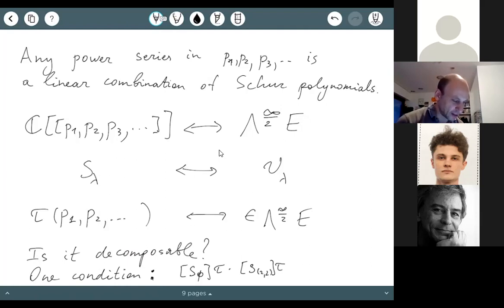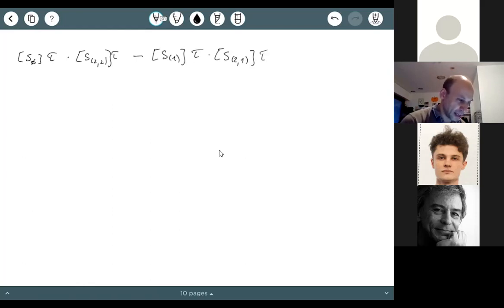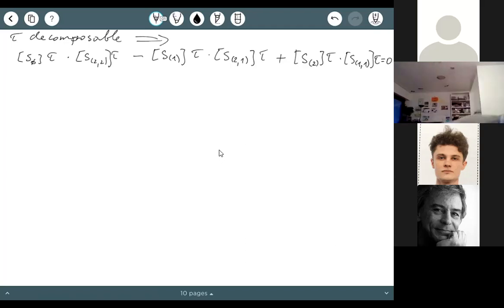Let me write it on the next page. So the coefficient of S empty in tau times the coefficient of S22 in tau, minus the coefficient of S1 in tau times the coefficient of S21 in tau, plus the coefficient of S2 in tau times the coefficient of S11 in tau, must be equal to 0 if tau is decomposable. Well, it is not the only condition, but it is the Plücker relation that I showed you. So if tau is decomposable, we know that this relation on coefficients is satisfied.